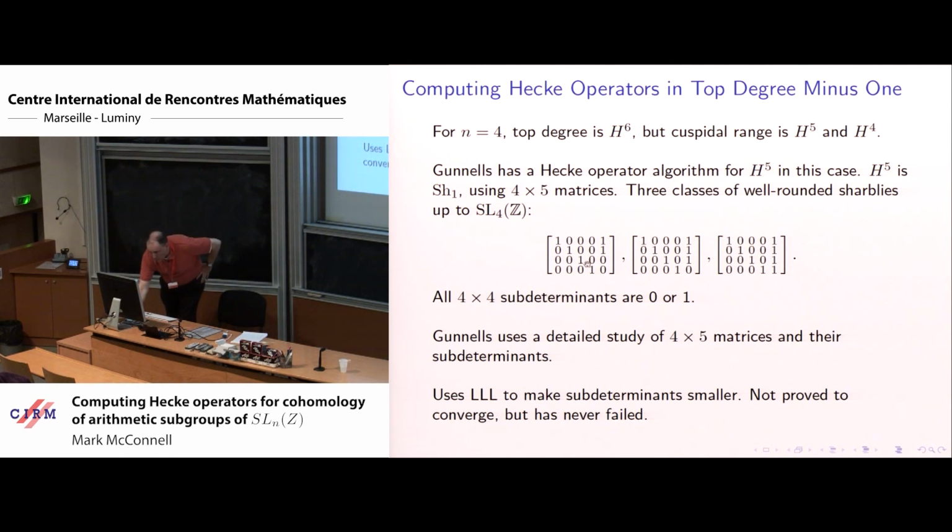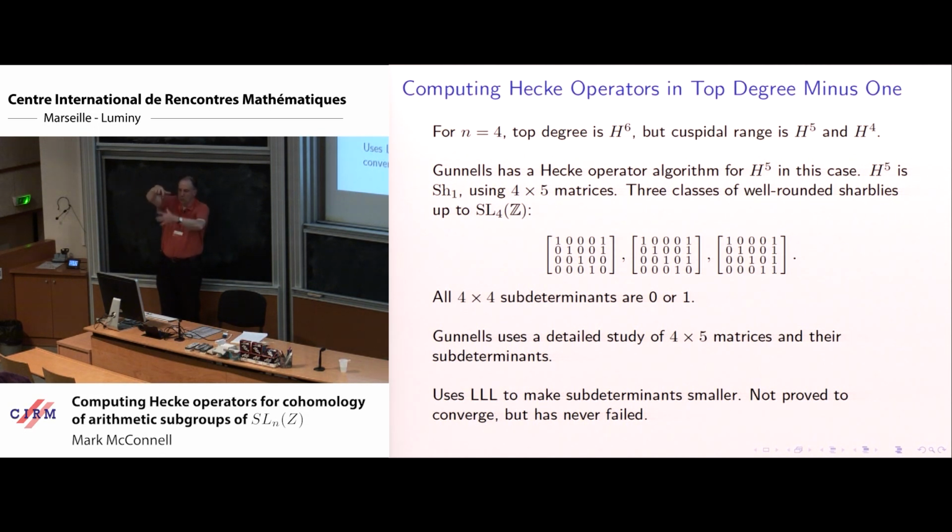Basically, if you enumerate all the well-rounded retract cells for SL4, there are 18 cells in all, but in this dimension there are only 3 cells, whose minimal vectors look like this. All the 4 by 4 subdeterminants in these matrices are 0 or 1. So if you can get an algorithm that shrinks determinants or subdeterminants, you'll be done if they're all 0 or 1. So Gunnells performed a detailed study of these 4 by 5 matrices and their subdeterminants.